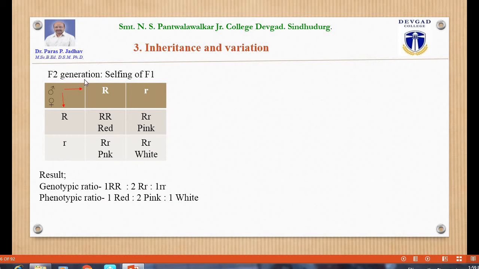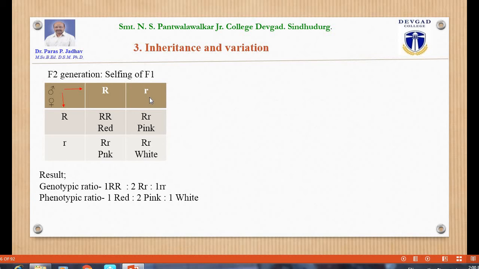Then in F2 generation, selfing of F1 generation results in the formation of one red, two pink and one white. Here these are two male gametes of F1 generation, capital R and small r. Then these are two female gametes containing capital R gene and small r gene. Male gamete containing capital R gene unites with female gamete containing capital R gene. The resultant progeny shows capital R capital R and the plant is with red flower.